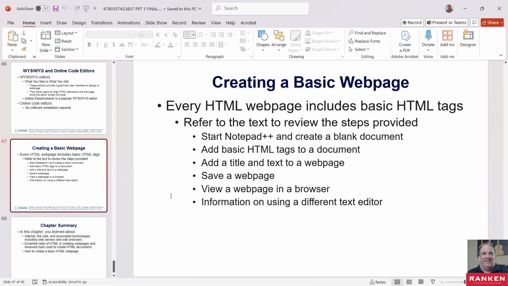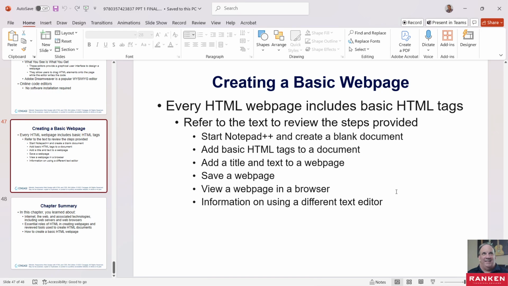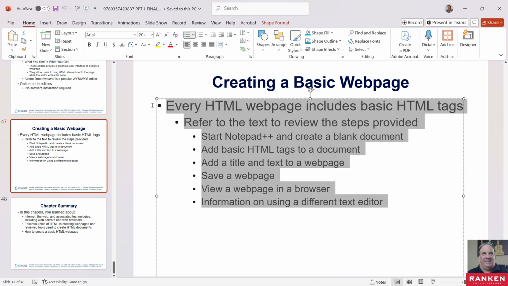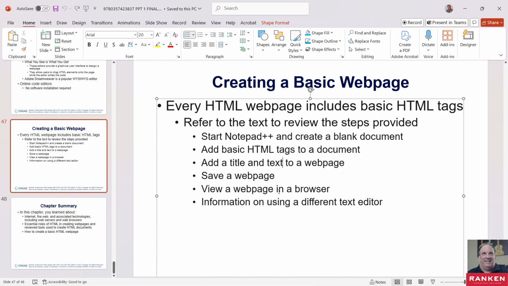So, creating a basic web page. Every HTML web page includes basic HTML tags. Refer to the text to review the steps provided. Okay, so we're not going to be doing this like this. Tomorrow I'm going to help you do some of those early assignments, chapter 1 assignments. Not this specific thing, but we'll be following our assignment in the book, and we'll go ahead and be doing that in Visual Studio Code.